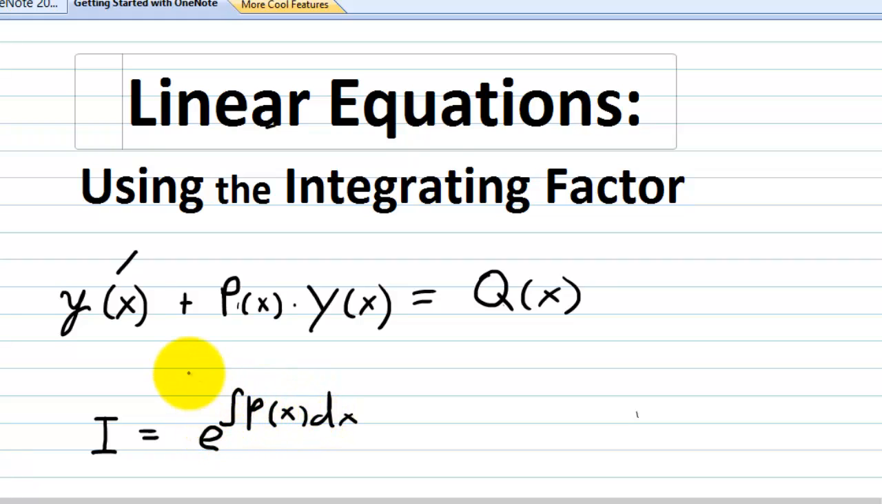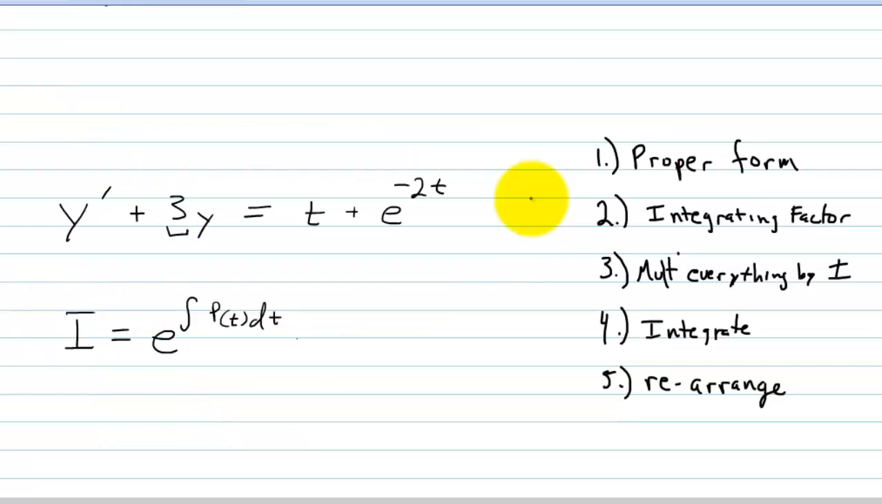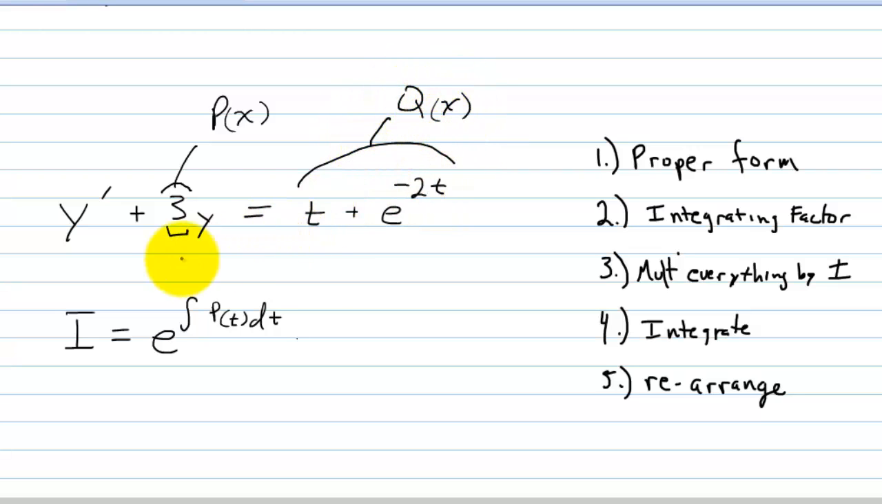So let's jump into this to show you what we're going to be doing. The first thing we need to do in order to solve these is get the equation into the proper form. Looking at this equation, we have y prime plus 3, which represents your p of x, and t plus e to the negative 2t, which represents your q of x. So we already have the equation in the correct form.